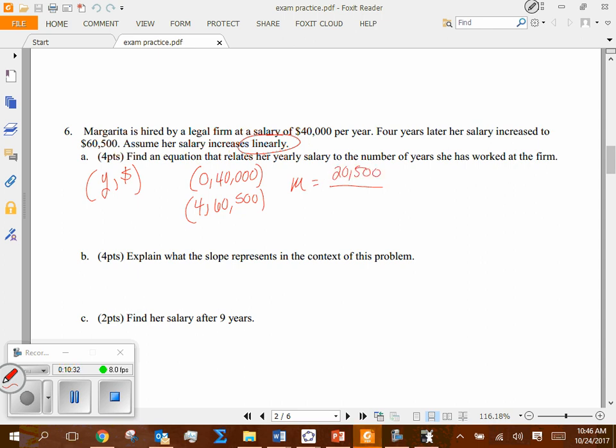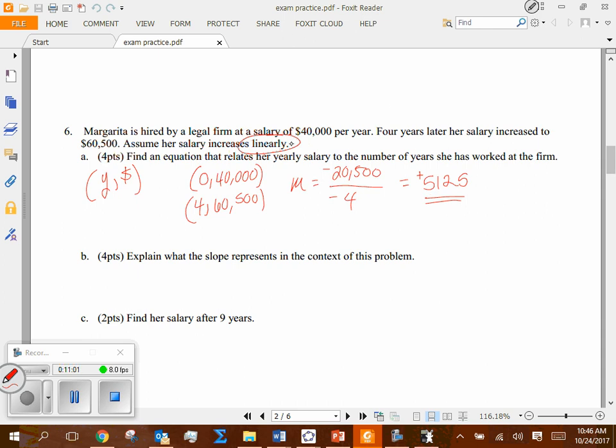Okay, so it gives me negative 20,500. And now I'm going to go 0, or sorry, it's negative. I'm going to go 0 minus 4. Gives me negative 4. So divide that out. 20,500 divided by 4 gives me 5125. All right, and negative divided by negative is a positive. So she's getting a salary increase every year of $5,125.